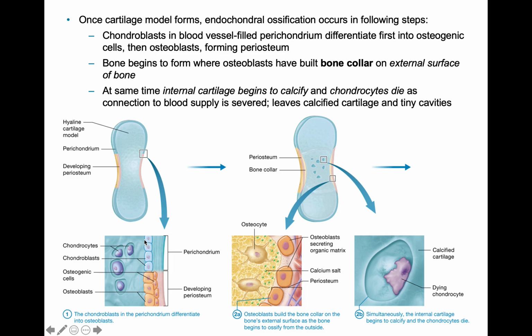Chemical cues trigger chondroblasts to differentiate into osteoblasts. Osteoblasts will start to secrete essentially bone, forming a bone collar. The perichondrium switches to a periosteum. The cartilage becomes calcified. The bone collar and the calcified cartilage together kill the chondrocytes because they get cut off from the nutrient supply from the blood vessels. Okay.